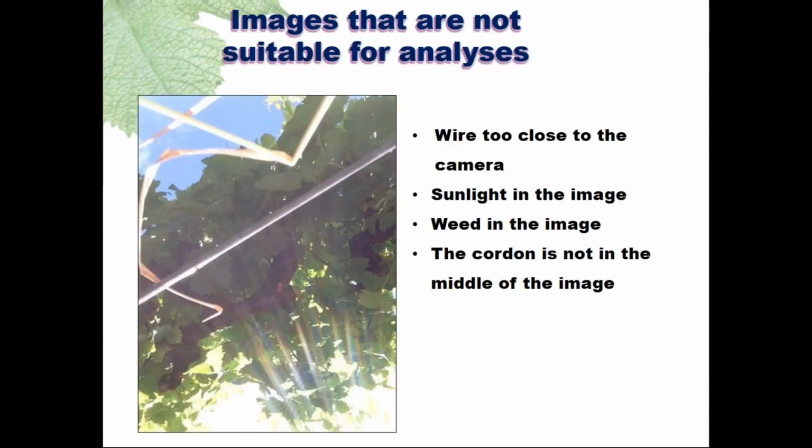This is a really good example of a really bad picture. I think everything that can go wrong is in here. The cordon is not in the middle of the photo. There's a wire on top of the camera. There's sunlight coming through. There's a weed. So these are absolutely not acceptable. VitiCanopy will give you a result anyway, but it's up to you to decide whether you want to accept a result of this kind.